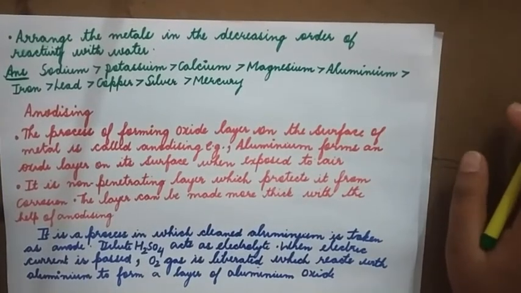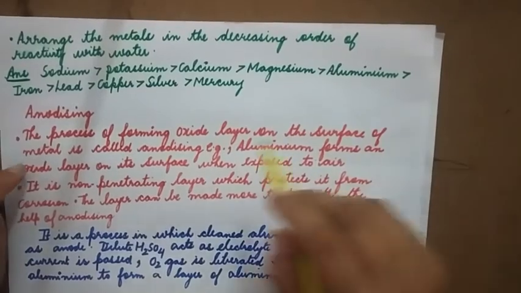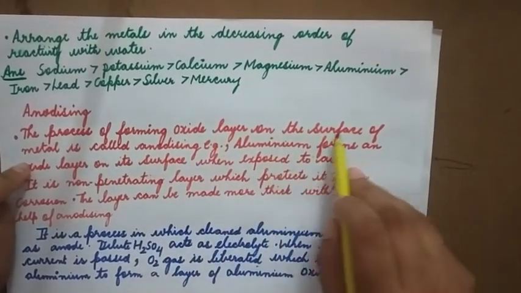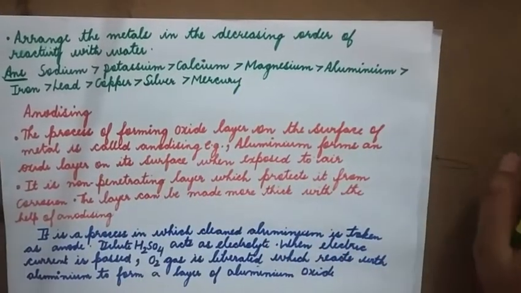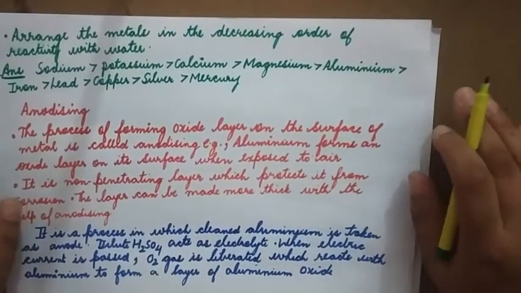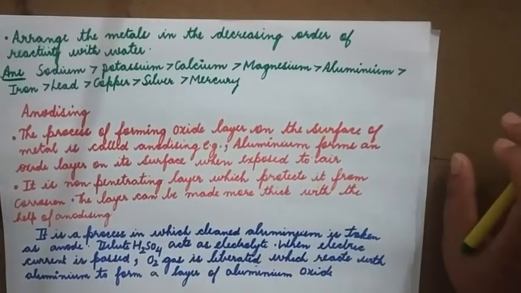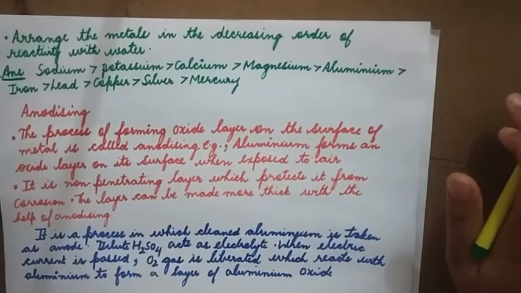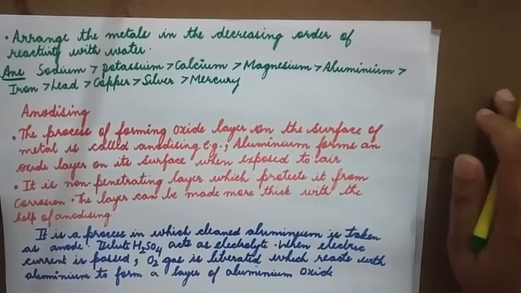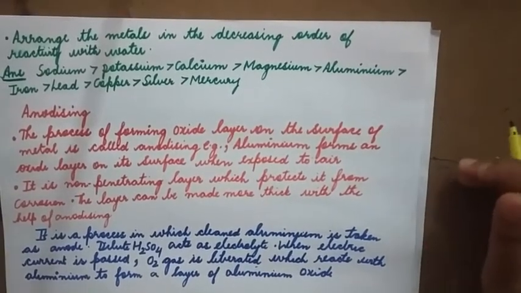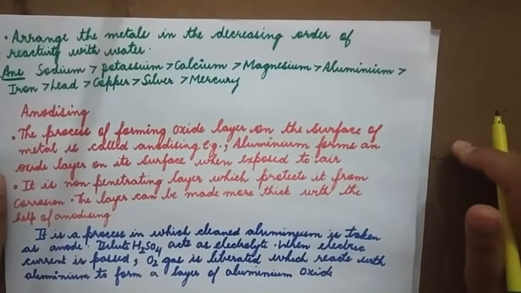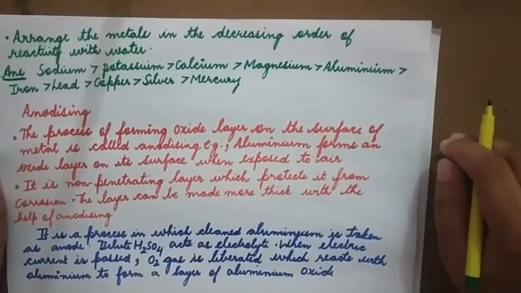Next, moving on to anodizing. Again, this is an important question for 1 or 2 marks. The process of forming an oxide layer on the surface of a metal is called anodizing. So on the surface of the metal, an oxide layer is being formed. That is nothing but anodizing. For example, aluminium forms an oxide layer on its surface when exposed to air.